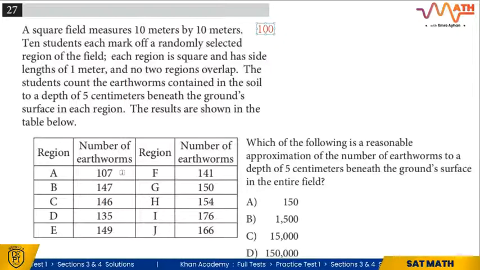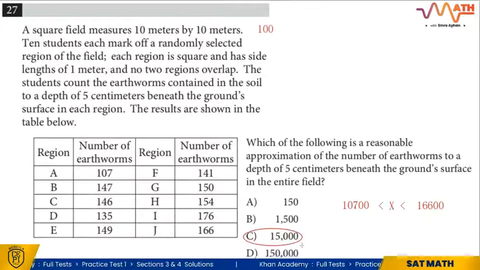So if I multiply by 100 to find the smallest possible value, it is 107 times 100, which is going to be 10,700. And the highest one, the range we are talking about here, is 166 times 100. So the value must be between these two. When you look at the options, only C is between 10,700 and 16,600. So the answer is C.